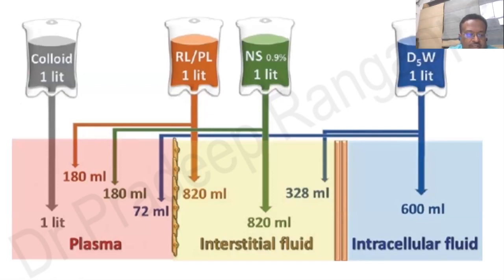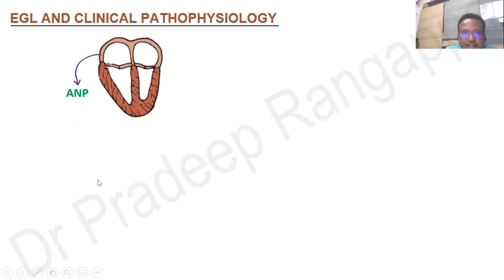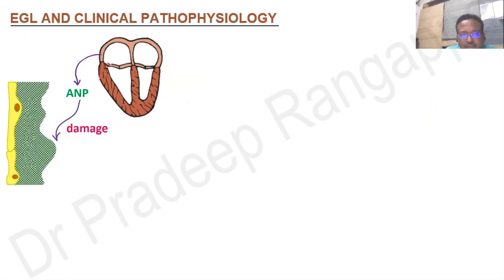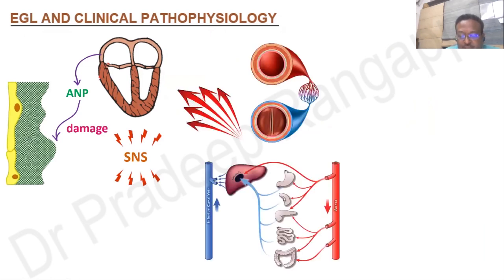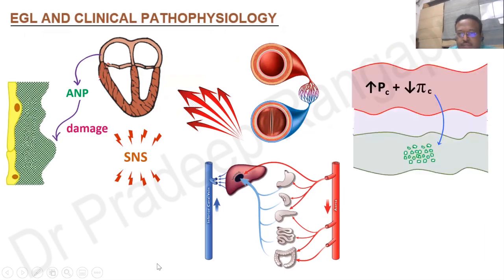This is something most of you would know, that colloids tend to remain in the vascular lumen. If you give isotonic solutions, around 180 ml moves to the intravascular compartment. And if you give 5% dextrose, you would see nothing moves into the intravascular compartment. As I said, in heart failure, stretching of the atria leads to production of atrial natriuretic peptide, which causes damage to the EGL. This damage can also lead to activation of the systemic sympathetic nervous system, and this leads to driving of fluid from the peripheral circulation and the splanchnic circulation. And there are other changes that this leads to.